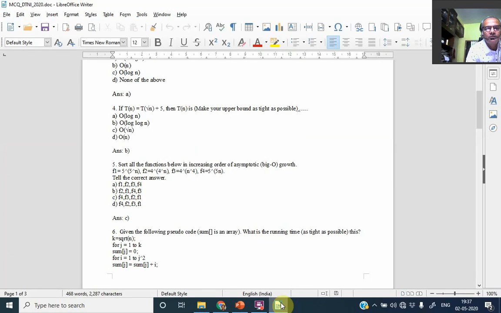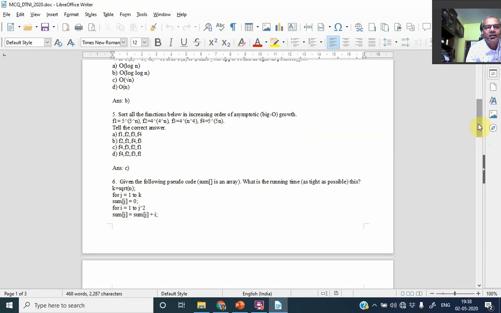The fifth problem is basically very easy. Sort all the functions below in increasing order of asymptotic Big O notation. You see, that is very easy. You do this thing. This is 5 power of something, 4 power of something. This 5 power n. So what will be the answer? Actually, the answer is here, C. C is the answer. This is the answer of this problem, because you see this as ascending, increasing order.